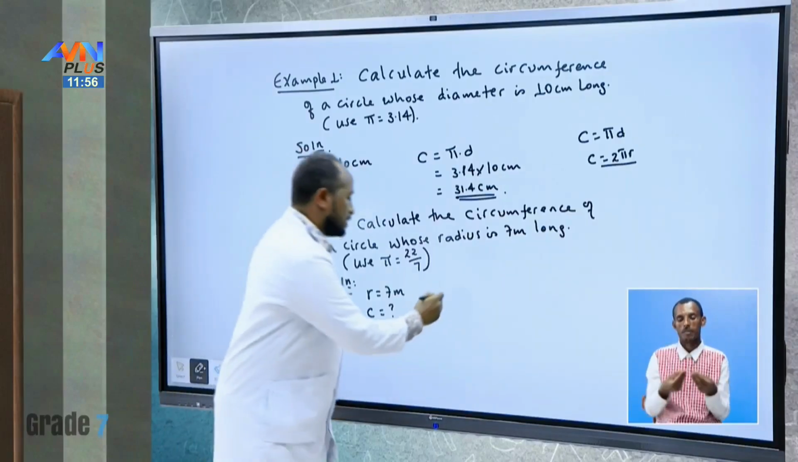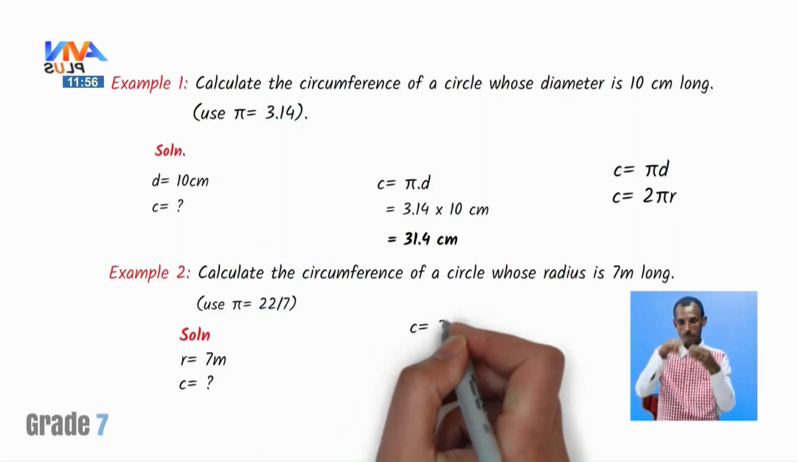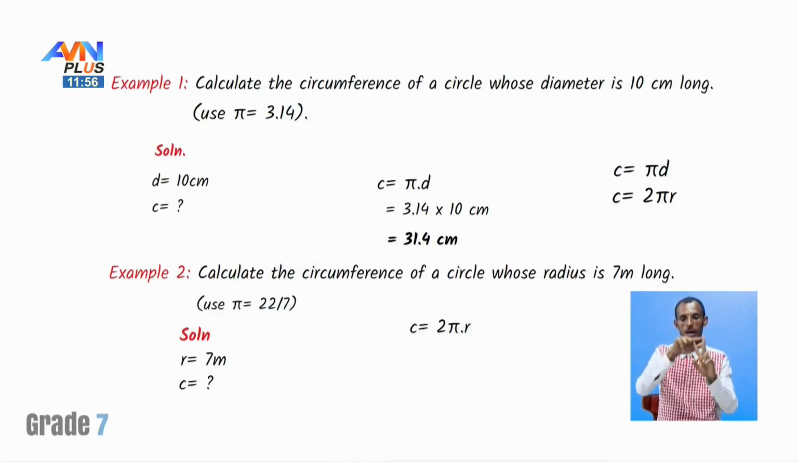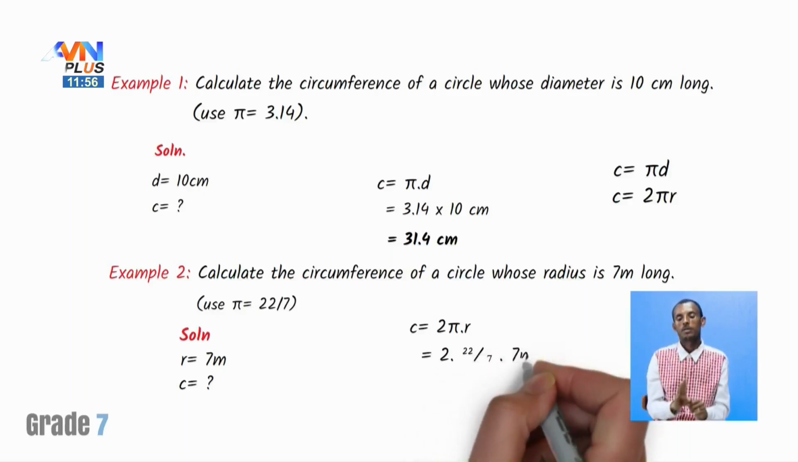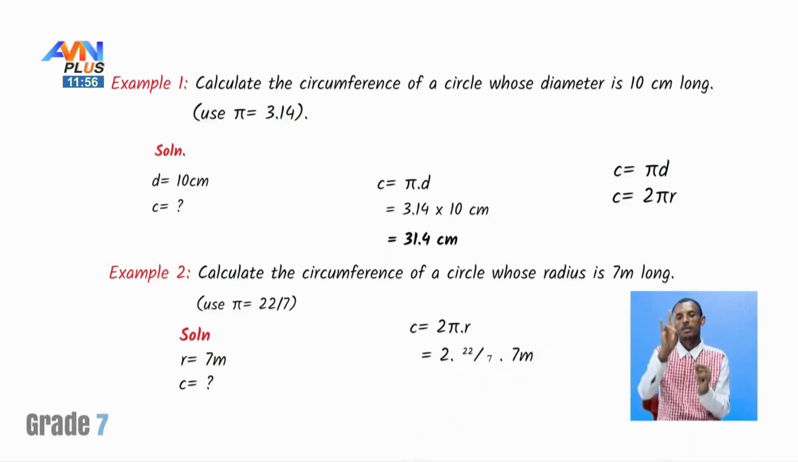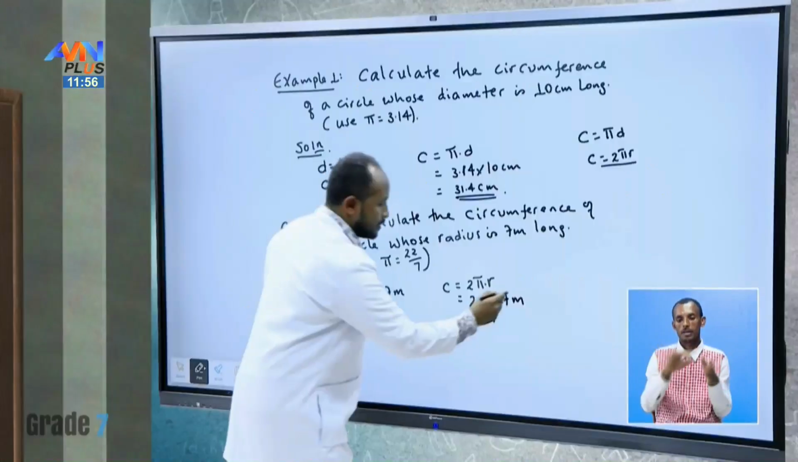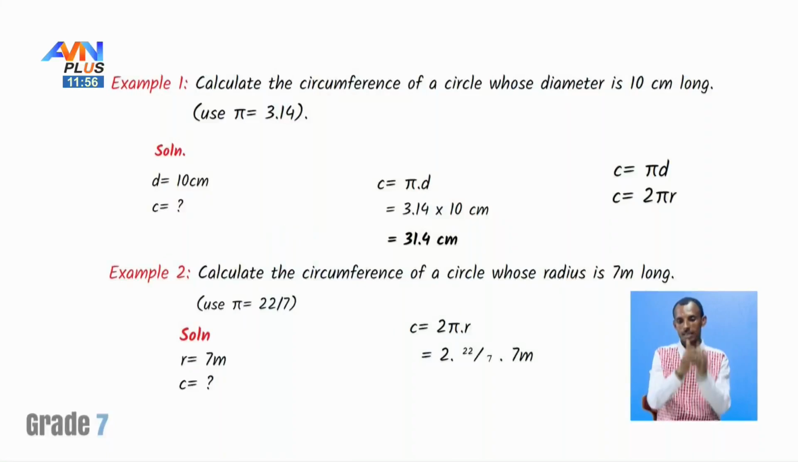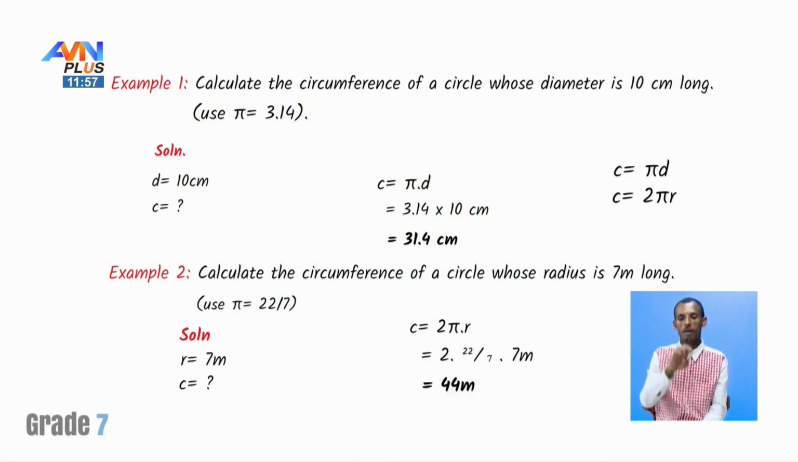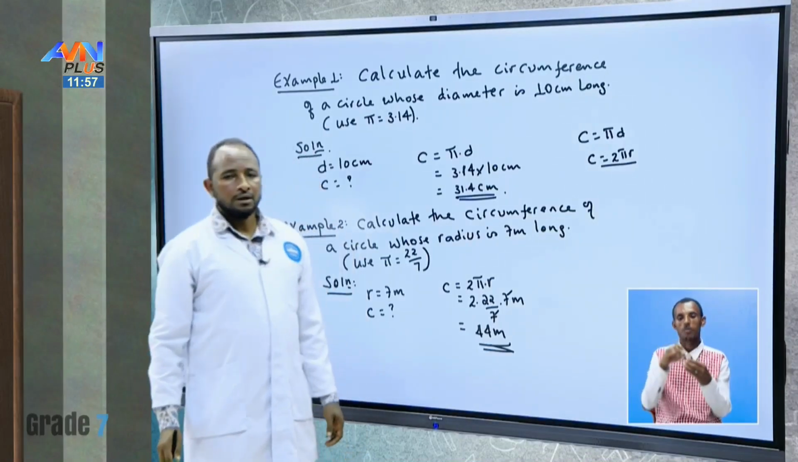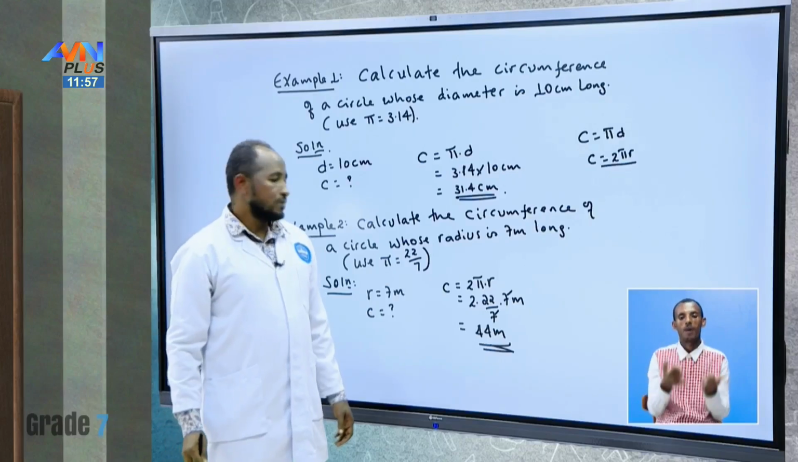So circumference is equal to 2 times pi times radius. So this is equal to 2 times pi, which is given here as 22/7, times the radius, which is 7 meter. Therefore, the 7 cancels out. You will have 2 times 22, which is 44. Therefore, the circumference of this circle is 44 meter. That's it. Now let's proceed to one additional example.